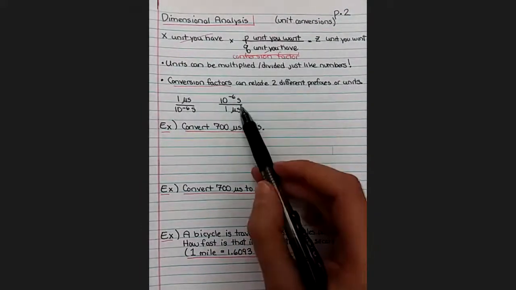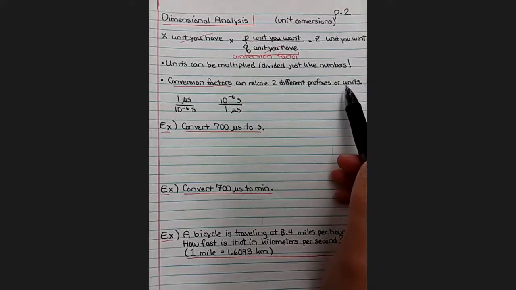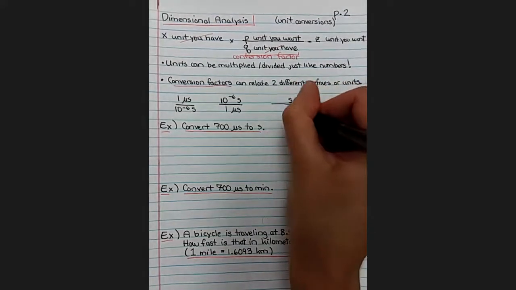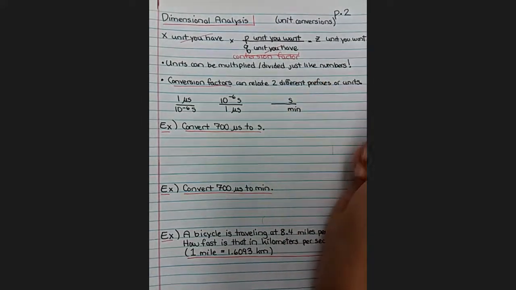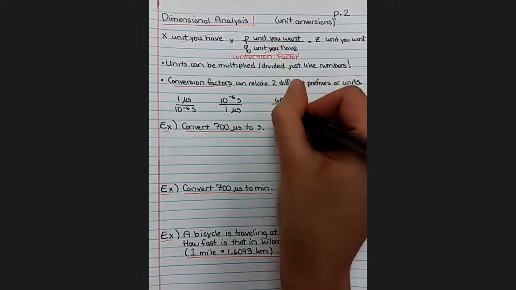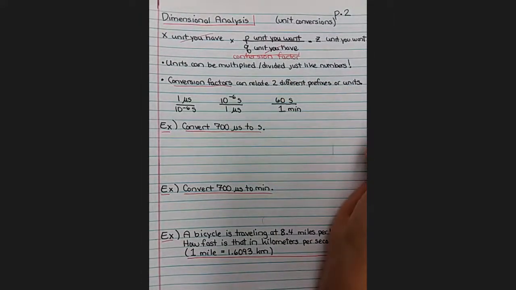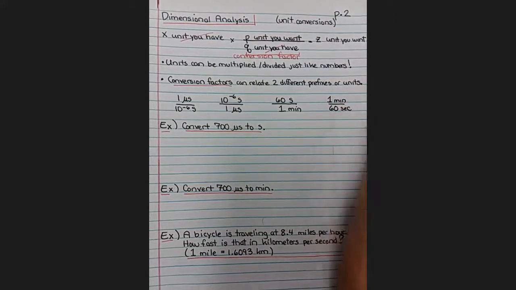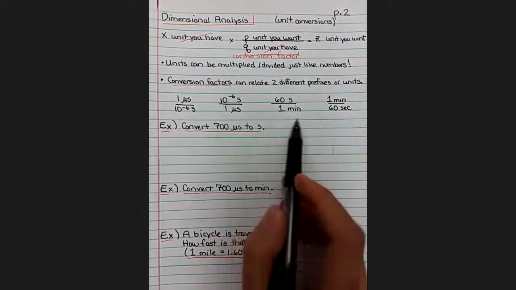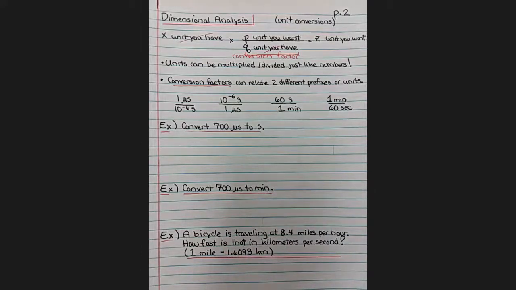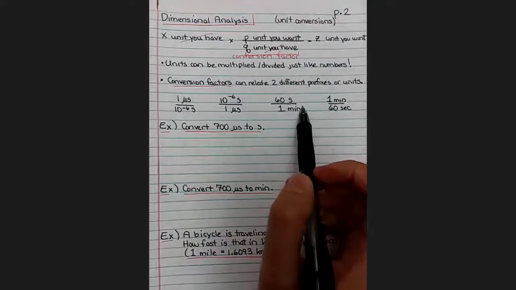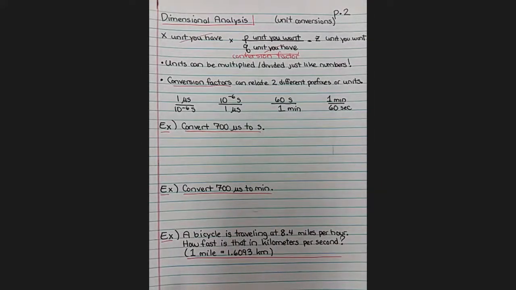So those are converting between two different prefixes. We can also convert between two units altogether. Let's say we wanted to convert between seconds and minutes, which are different units of measurement for time. We know that there are 60 seconds in 1 minute. Or if we wanted to convert in the other direction, 1 minute is 60 seconds. So all we need to know is how many of one unit are equal to how many of the other unit, and we can create a conversion factor and flip it upside down if necessary, so we can use it. So let's do an example.